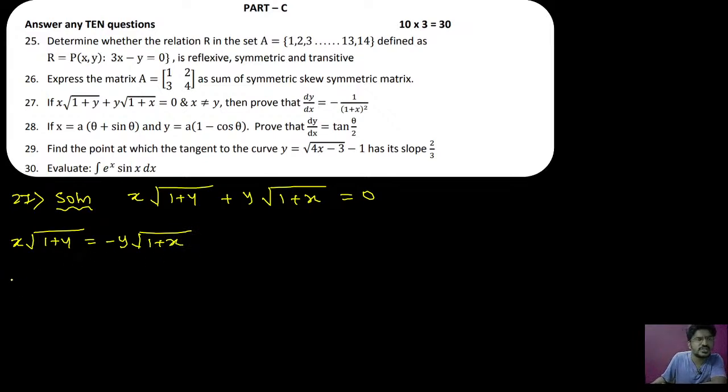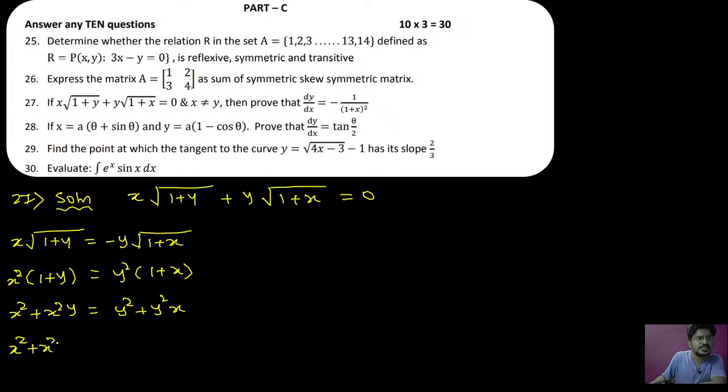Make squaring on both sides. It will be x square into 1 plus y equal to y square into 1 plus x. Multiply the terms: x square plus x square y equal to y square plus y square x. So exchange the terms, it will be x square minus y square plus x square y minus y square x equal to 0. And you can take here x square minus y square.